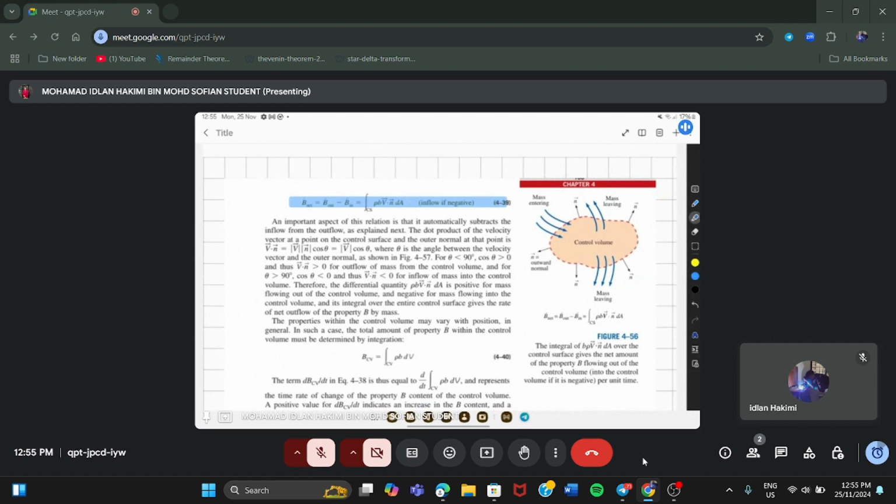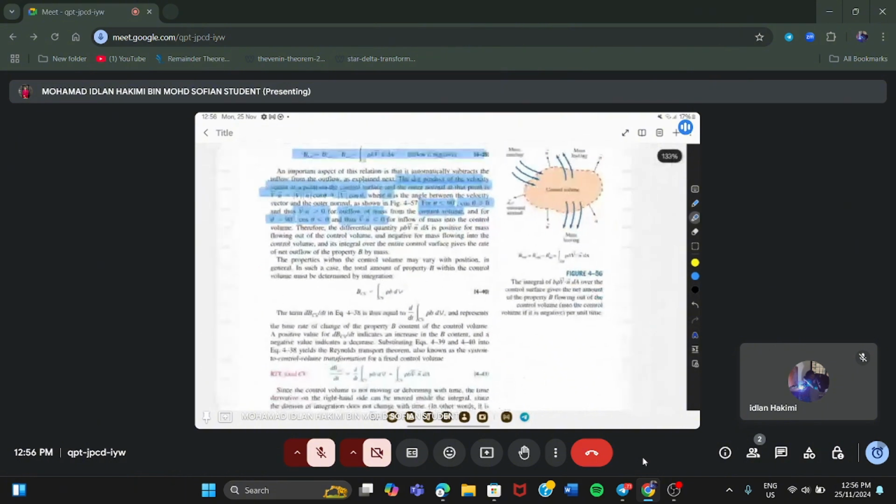This equation is the product of the velocity vector at a point on the control surface and the outer normal vector at this point, which is V dot n equals V n cos theta, or V cos theta, where theta is the angle between the velocity and the outer normal. For theta less than 90 degrees, cos theta is greater than 0, thus V dot n will be greater than 0 for the outflow mass from the control volume. If theta is greater than 90 degrees, cos theta will be less than 0, thus V dot n will be less than 0.